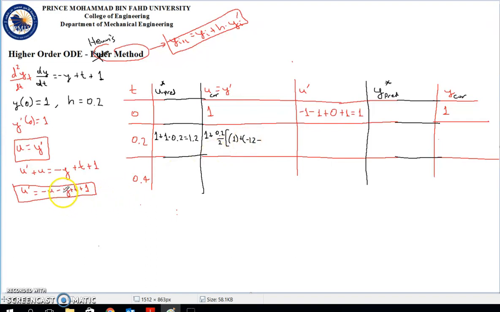So let's calculate the u predictor. The u predictor will be the previous u, the corrector, 1, plus the slope of u prime at the previous time, which is 1, times the step, which is 0.2, that equals 1.2, and now we can bring this number to this y and find the u corrector. 1.2 plus 0.2 plus 1, close the parenthesis, close the bracket, and that equals 1.22.